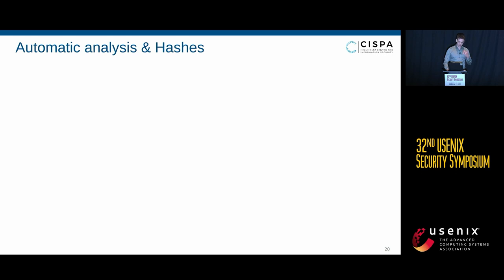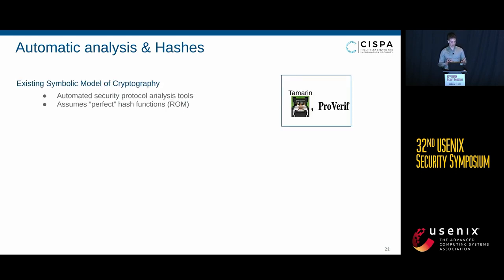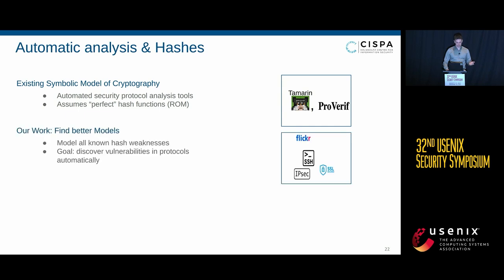And for this, we thought, okay, automatic analysis, this is the thing we usually relate to the symbolic model of cryptography. There we have tools that help us to automate our security proofs, but also here, the way we model hash functions, we assume them to be perfect. So our work focuses on finding better models to capture all the hash function weaknesses we already saw and be able to discover vulnerabilities in protocols automatically.